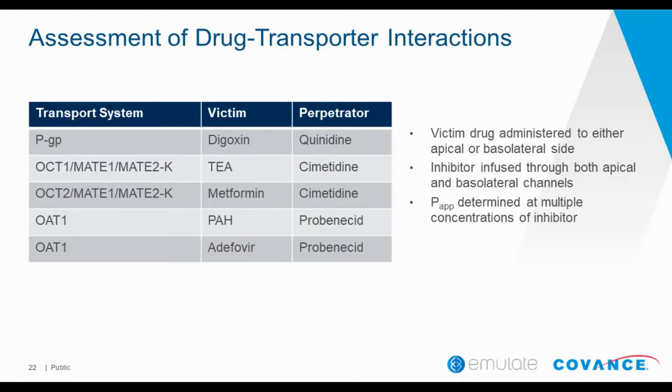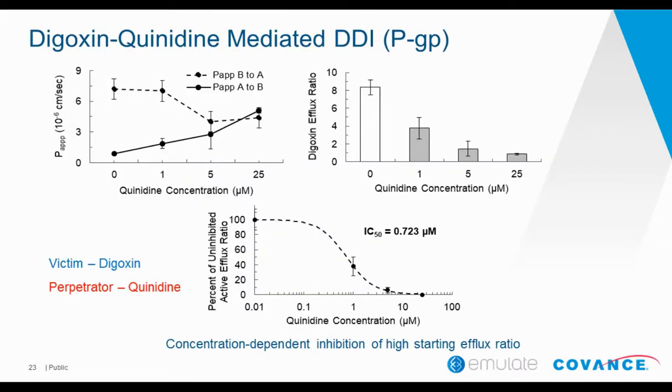The inhibitor was infused through both the apical as well as the basolateral channel. This is to replicate what we would see with the inhibitor, or the perpetrator, present in the bloodstream on the basolateral side, as well as what could be present on the apical side entering the proximal tubule through standard GFR. The parent was determined at multiple concentrations of the inhibitor and then plotted in order to determine the IC50. In this case, because of the concentrations that we're utilizing, the IC50 can be used as a rough marker for the KI within the experiments.